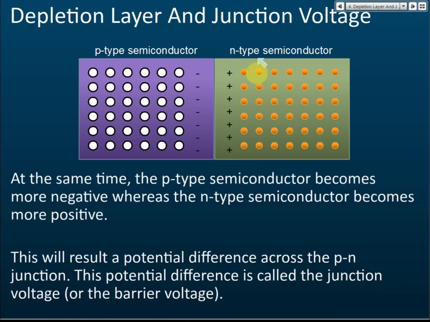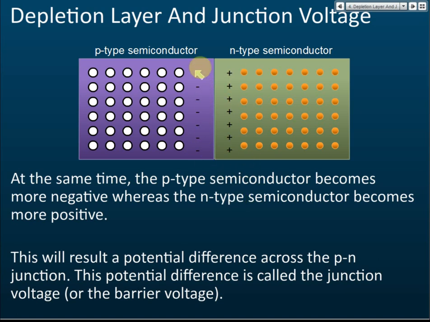Now, just now, I think I told you, right? When the electrons go here, this side becomes negatively charged, and where it loses electrons, it becomes positively charged. And then it forms a depletion layer. At the same time, the p-type semiconductor becomes more negative, whereas the n-type semiconductor becomes more positive. So negative charge accumulates here and positive charge accumulates here, okay?